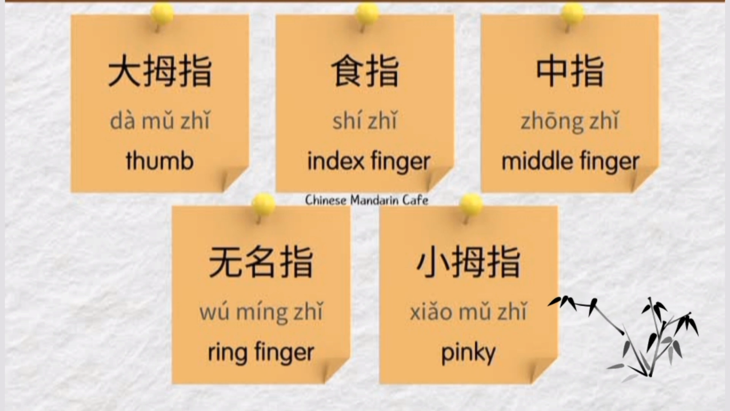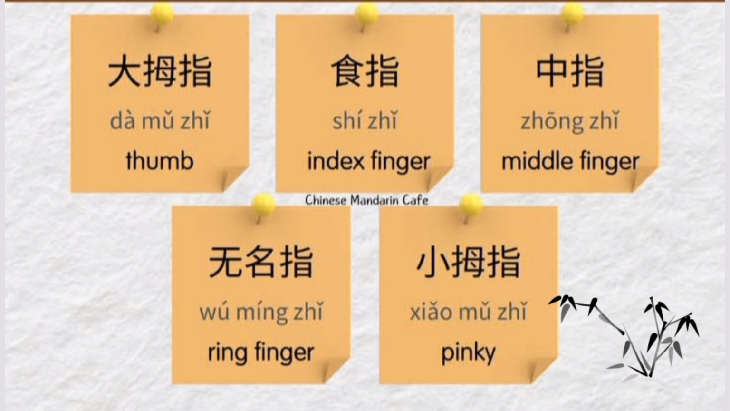Next we have ring finger, which in Chinese can be pronounced as 无名指. Let's practice it again one more time. 无名指. Let's explain it in detail. It has three characters, 无名指, with different meaning, let's explore it.